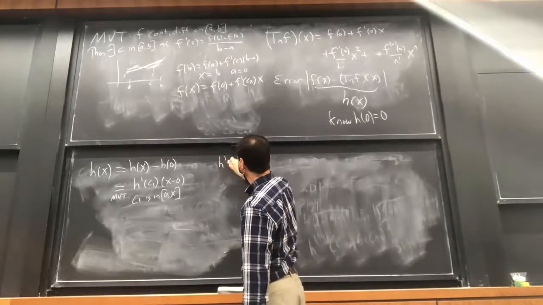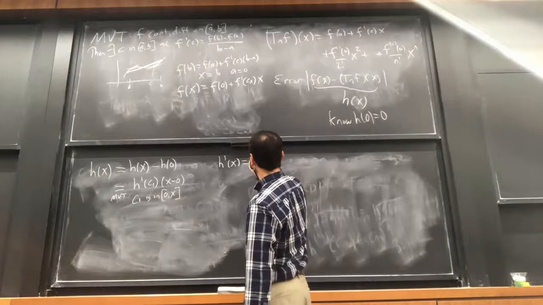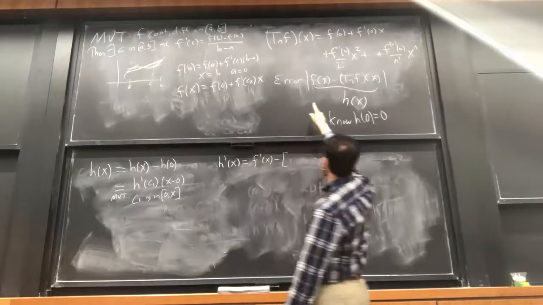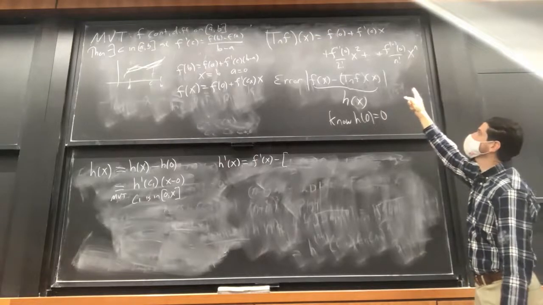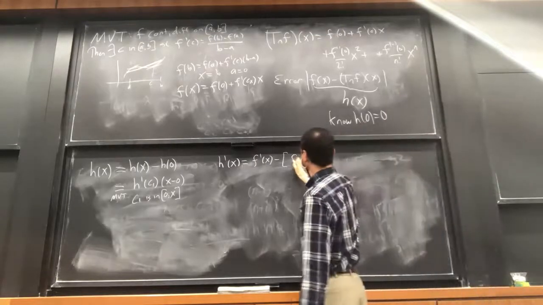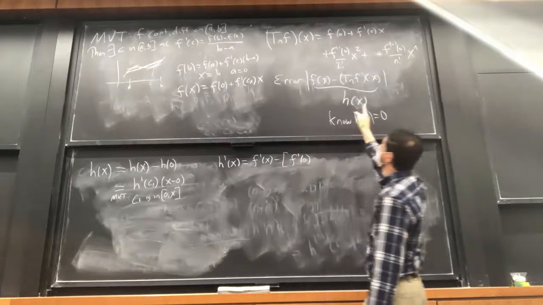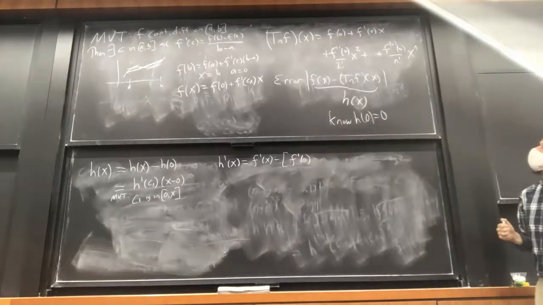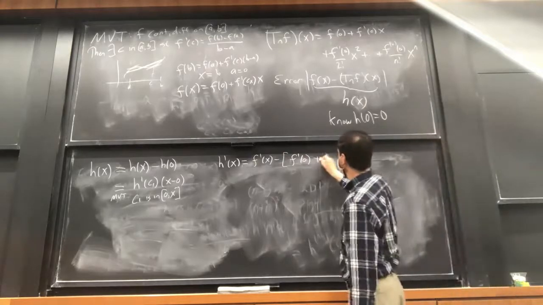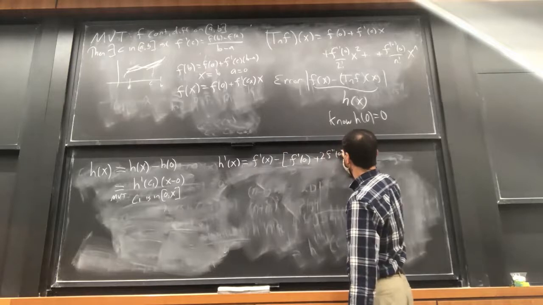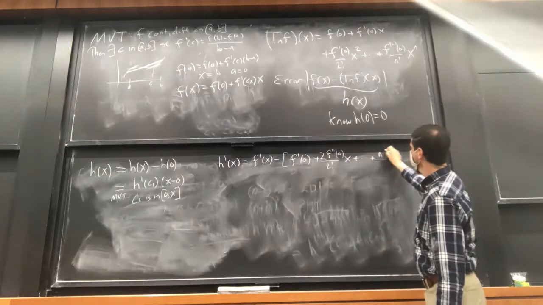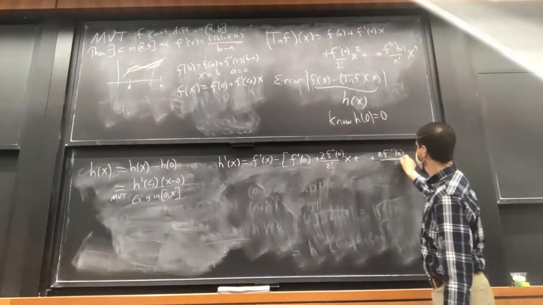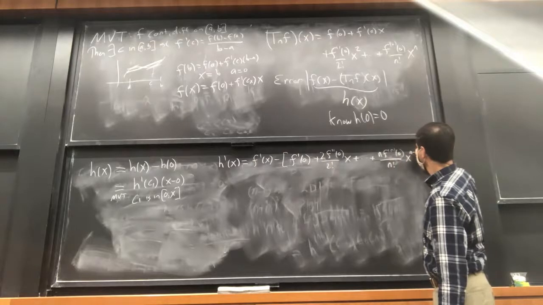Let's look at what h prime of x is. It's going to be f prime of x minus, now let's take the derivative. The derivative of f of 0 is just 0. For f prime of 0 times x, the derivative is just f prime of 0. For f double prime of 0 over 2 factorial x squared, the 2 just comes down, and it's going to be plus 2 f double prime of 0 over 2 factorial x, all the way up to the nth derivative at 0 over n factorial, x to the n minus 1.